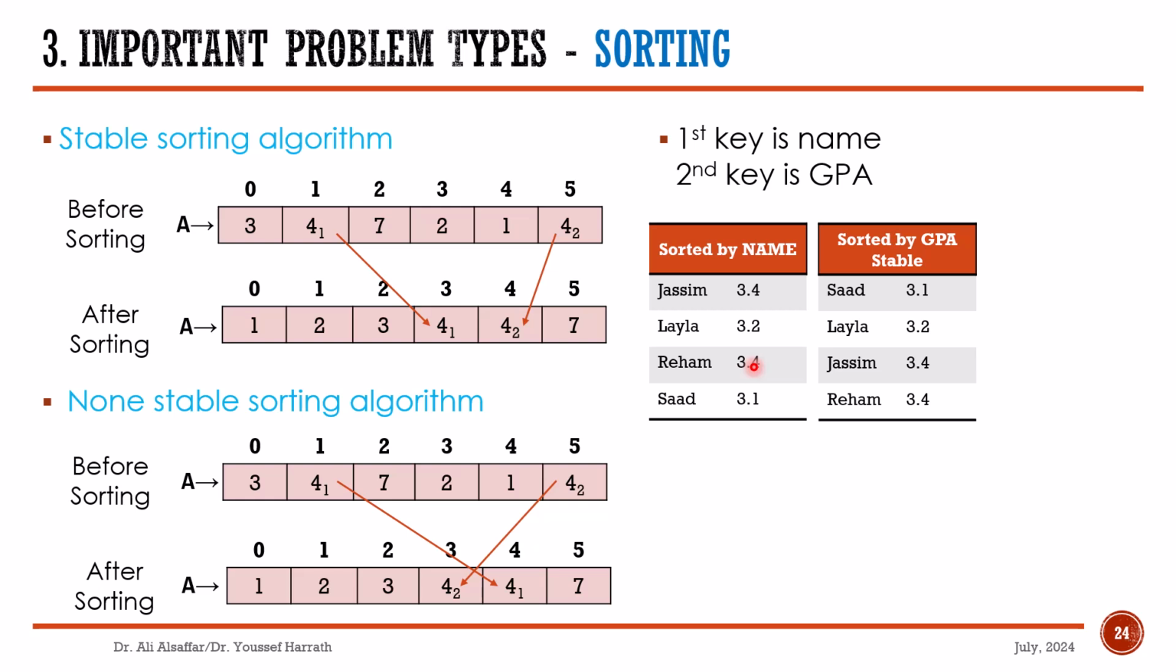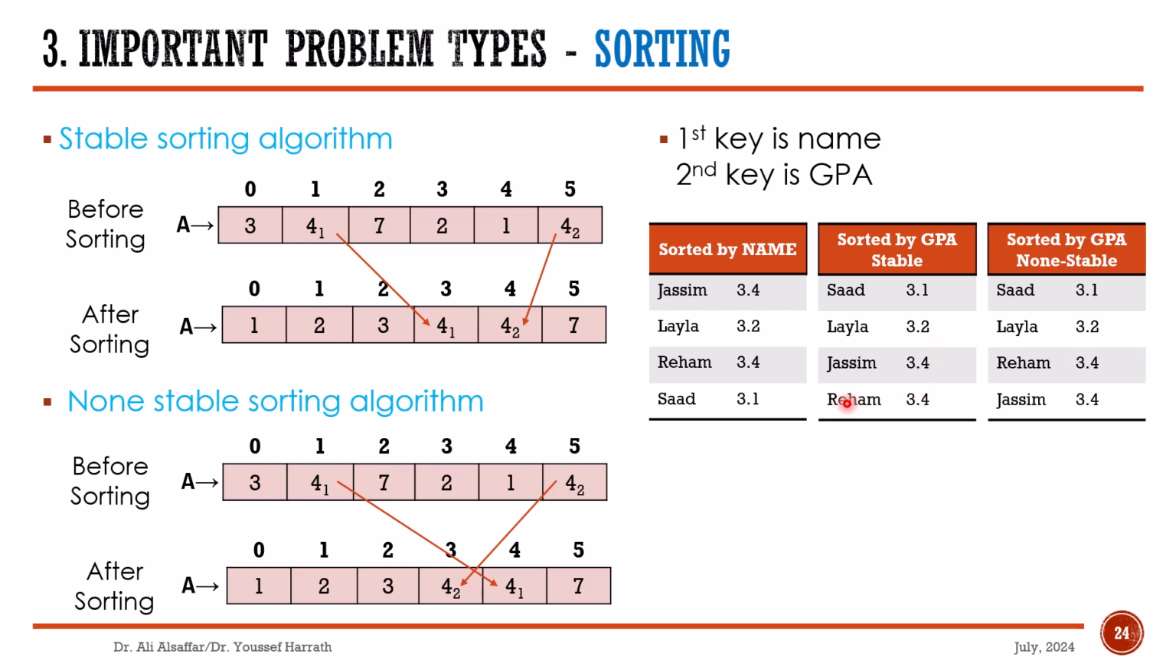Here is an example of a stable sorting algorithm. After sorting by GPA, notice that the students with the same GPAs, their names are still sorted. And here is another example of a non-stable sorting algorithm. After sorting by GPA, the last 2 students with the same GPAs, their names are not sorted.